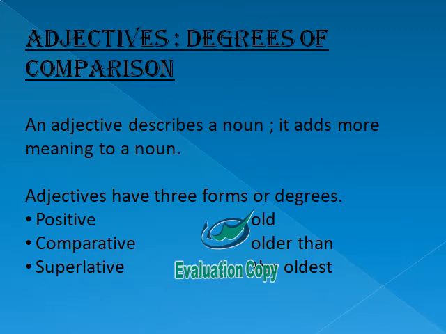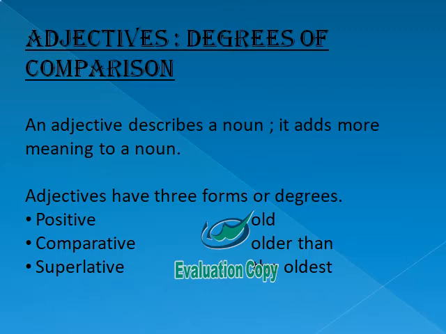Before we learn about degrees of comparison, we will quickly revise what adjectives are. You all must have learnt about adjectives in standard 3. An adjective describes a noun. It adds more meaning to a noun. I'll give you a very simple example. A noun, you all know, is the name of a person, place, animal or thing.